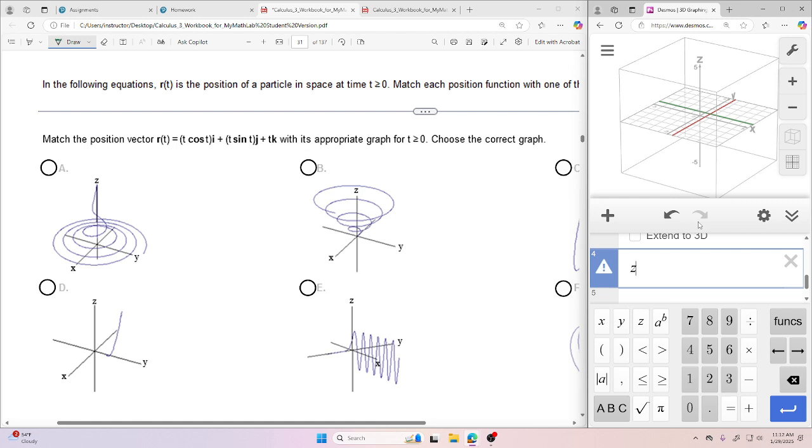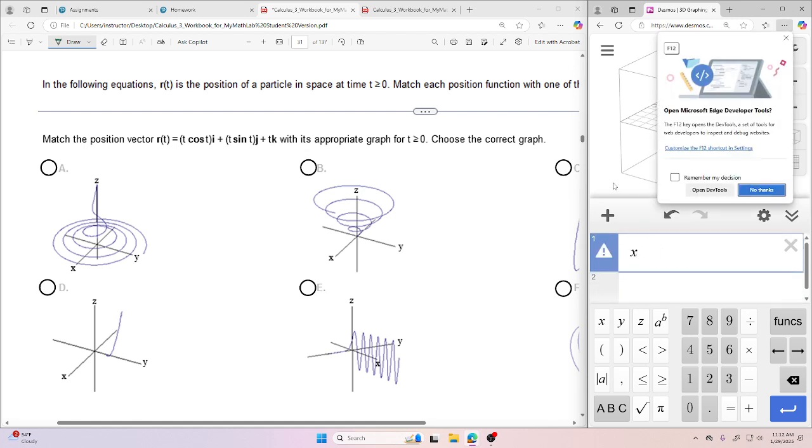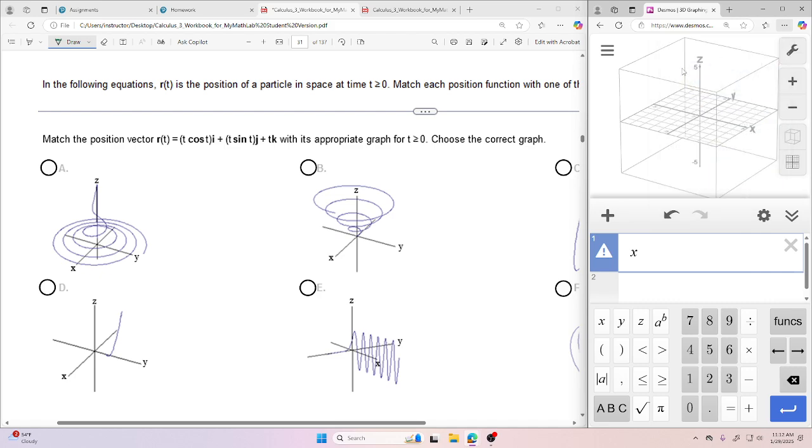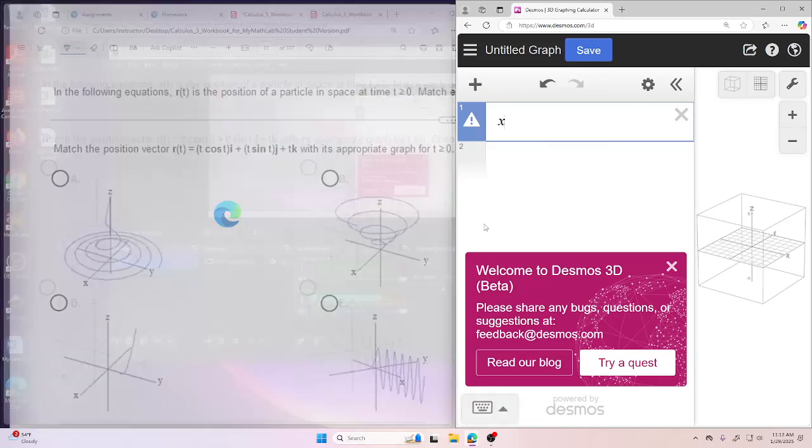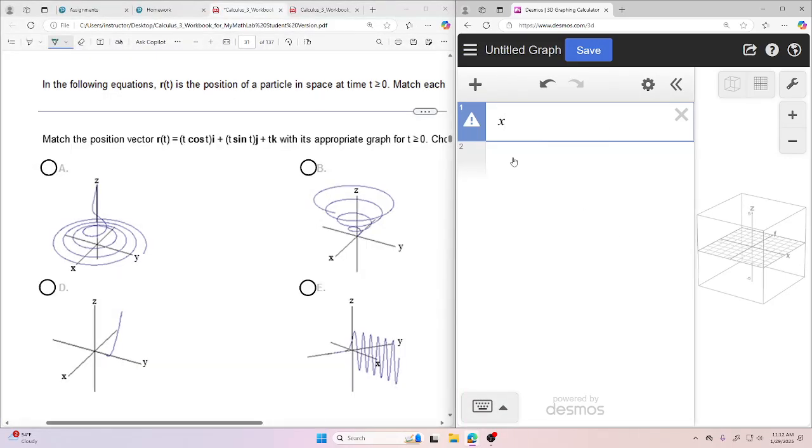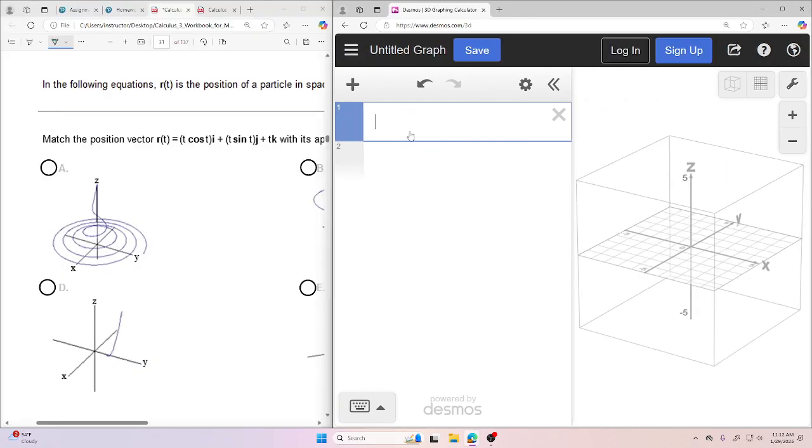I don't think it's liking it. Okay, I know what to do. Parentheses. Do I have to use like this?